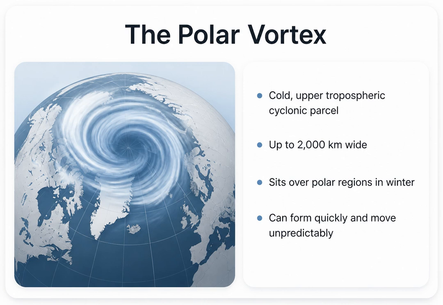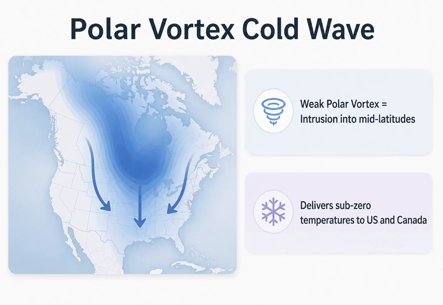Normally, a strong polar jet stream acts like a fence, keeping the polar vortex locked in place over the Arctic. However, when the polar vortex weakens, the jet stream buckles. This allows the vortex to intrude deep into mid-latitude regions. This buckling of the general wind flow is what causes severe polar vortex cold waves, delivering dangerous sub-zero temperatures to places like the United States and Canada.